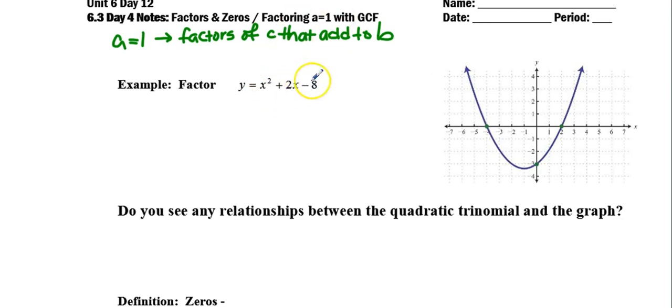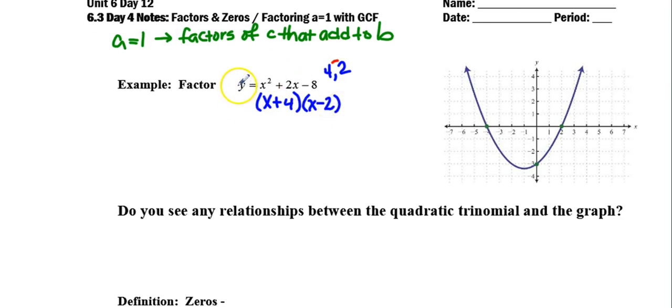So if I see I have 8, maybe I look at 4 and 2. Remember that when c is negative, one of these values has to be negative, and I'm looking to add to a positive 2. So which of these two numbers will I make negative? Well, to add to a positive 2, we're going to make the 2 negative, which means this factors to be x plus 4, x minus 2.